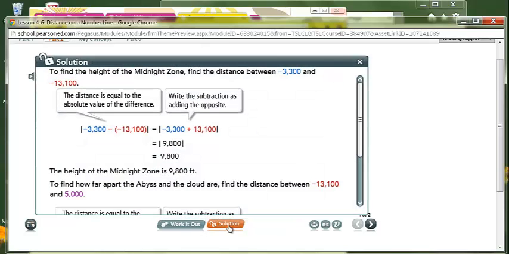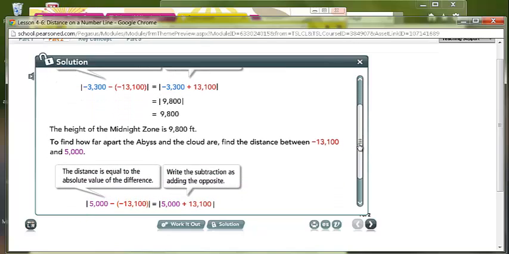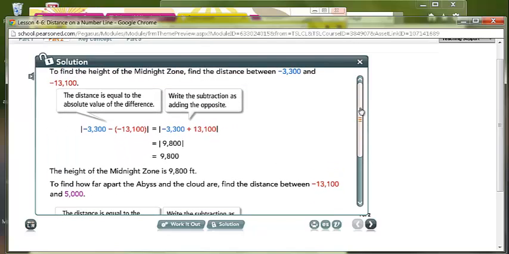Okay, thank you for coming back. Let's look at that. If we're looking at the height of the midnight zone, we take the top of the midnight zone and subtract the bottom of the midnight zone, and we find that we have a difference of 9,800 feet. So that is the height.